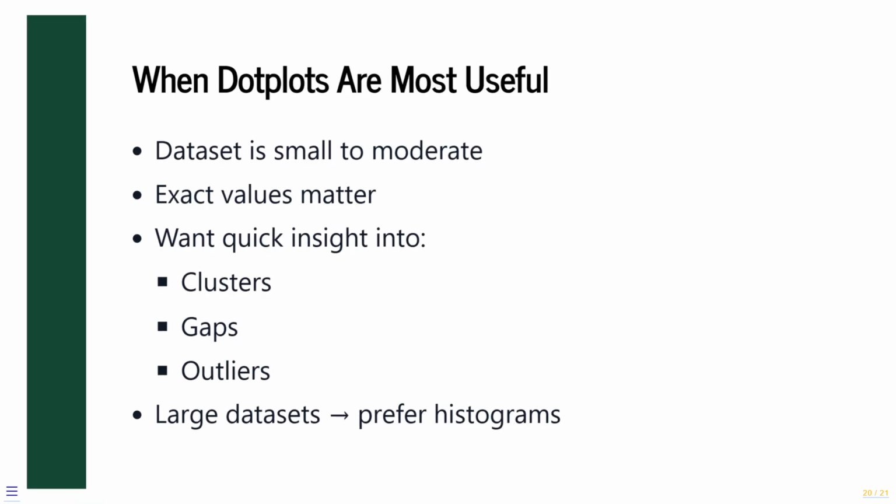Dot plots are an excellent choice when the data set is small enough to display individual observations clearly, exact values matter, and you want to quickly identify clusters, gaps, and outliers. As data sets grow larger, dot plots can become cluttered and difficult to read. In those cases, histograms provide a more effective summary. For small to moderate data sets, however, dot plots strike a valuable balance between numerical precision and visual insight.